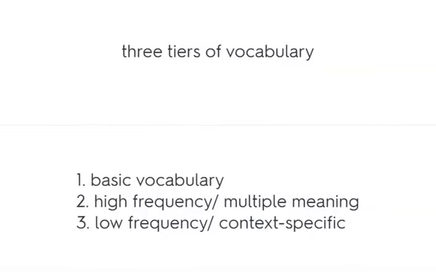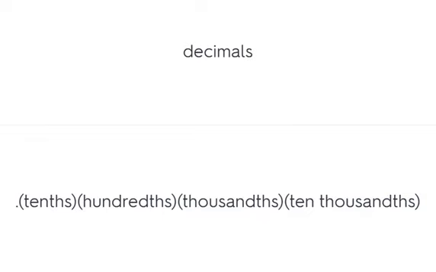3 tiers of vocabulary. 1. Basic vocabulary. 2. High frequency / multiple meaning. 3. Low frequency / context specific. Decimals.